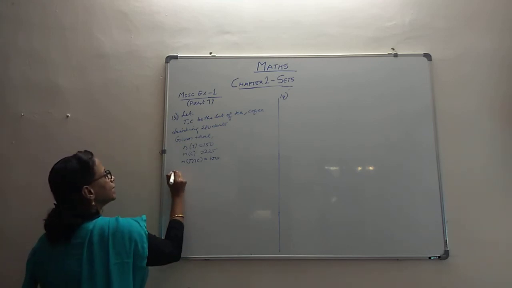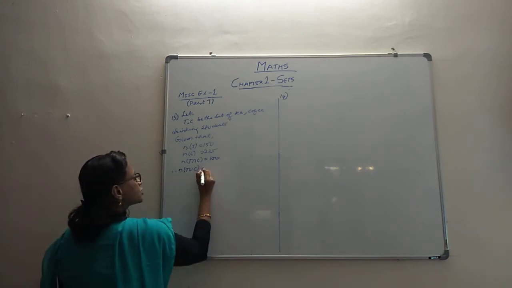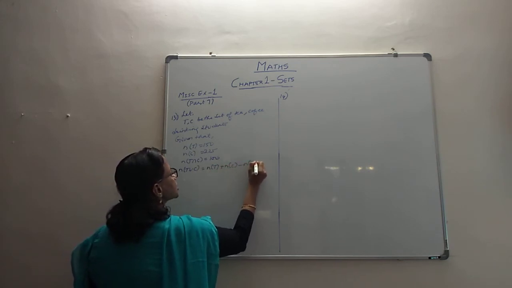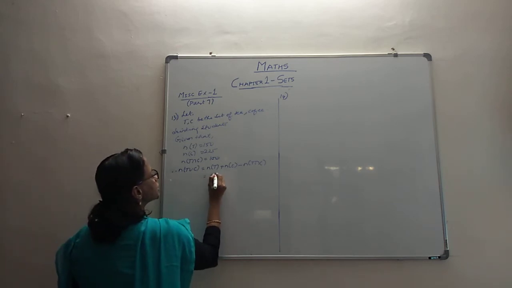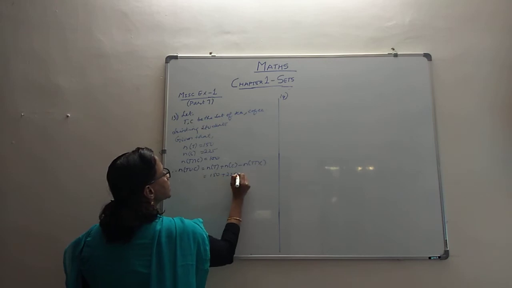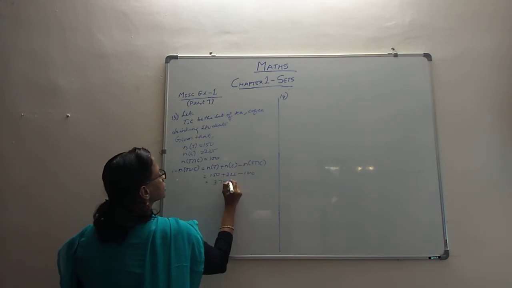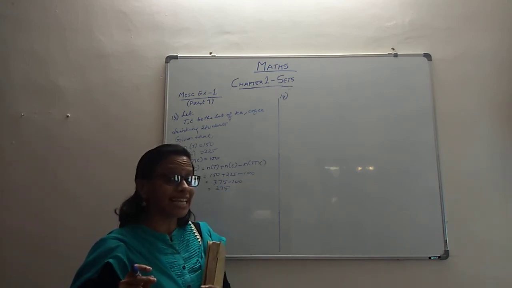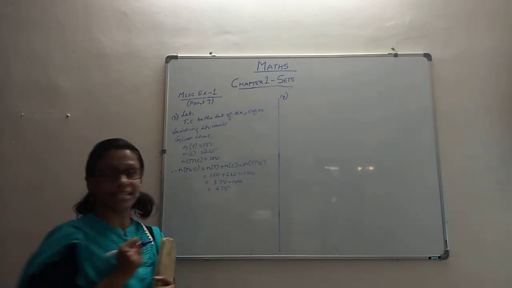So n(T union C). By formula, n(T union C) is n(T) plus n(C) minus n(T intersection C). We have learned this, so let's substitute. It will come to 150 plus 225 minus 100. This comes to 375 minus 100, which is 275. Now T union C means either or. The number of people drinking either tea or coffee is 275.